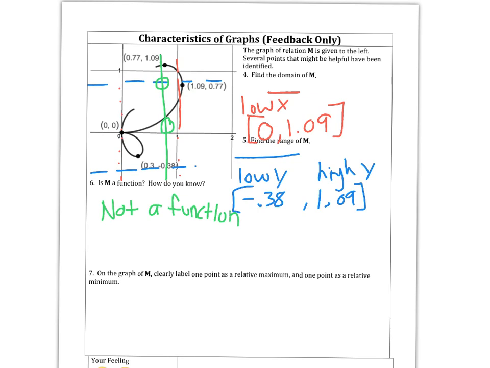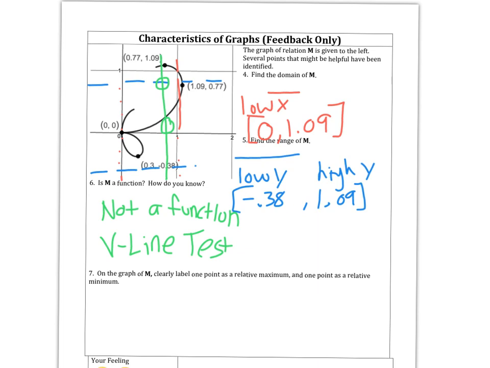And I can say not a function, or just no. And I might say something like the v-line test. That's the vertical line test. You wrote the straight line test on your last spiral, but vertical lines are the ones we're looking for. And if you wanted to put something about there being more than one output for inputs, that's okay too.